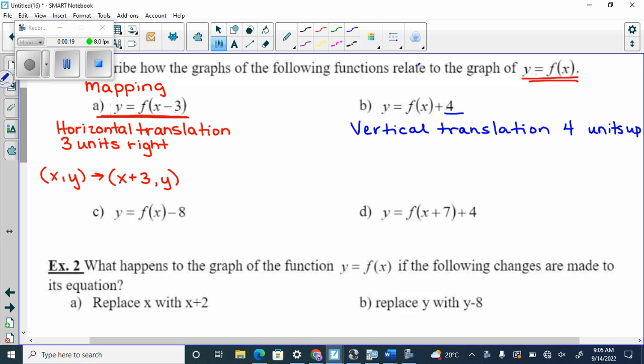And then our mapping, if I have an up, it moves my y. It's also not with my x, so I know it moves my y. So my x is going to stay the same, and my y I'm going to add 4 to. Now this one, I have a vertical translation. It's at the back. It's not with the x, so it's a vertical translation.